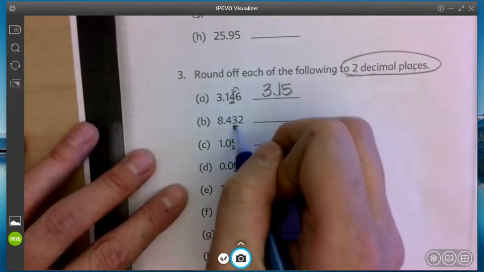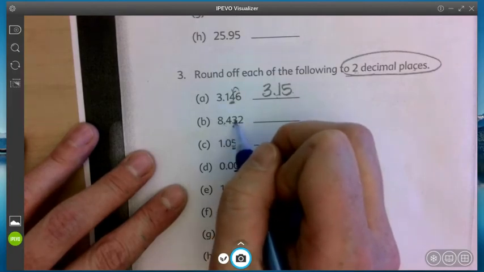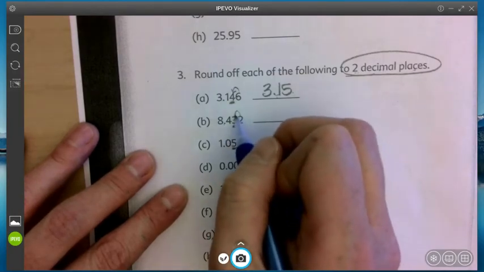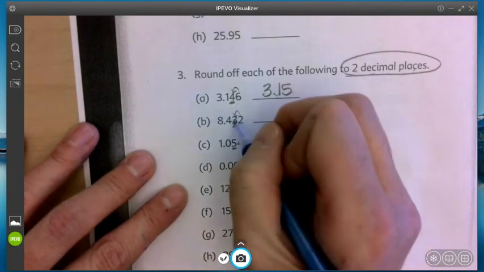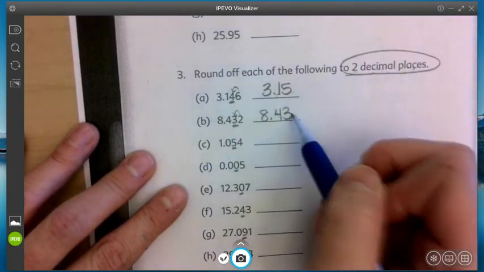I'll do another one. I look to the right of what I just underlined. It's 2 decimal places over. 1, 2. Now, can this 2 bump up the 3? No, it cannot. So it stays the same, and it's 8.43. And again, it has only 2 decimal places after it.